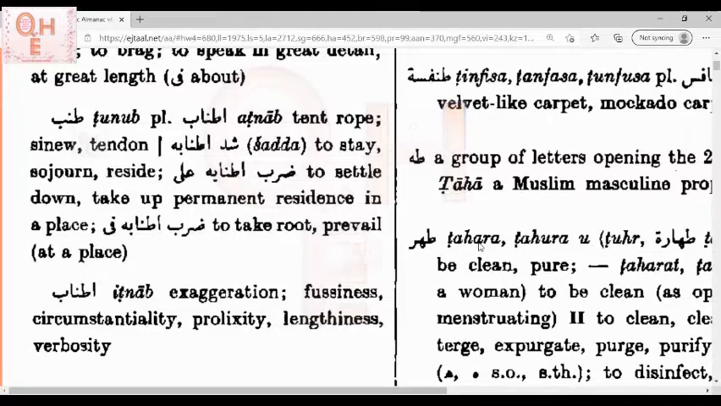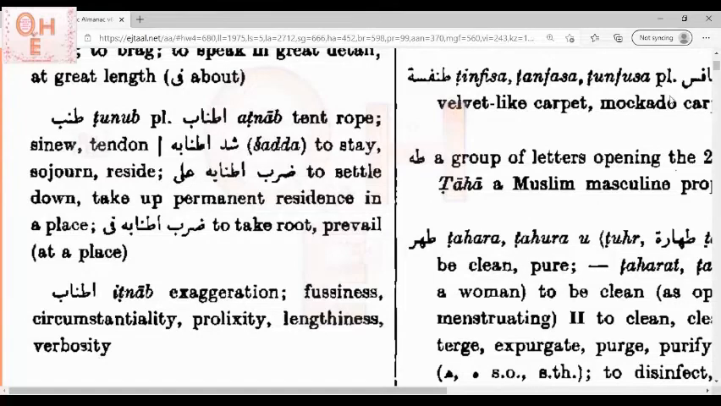So you will have one pair, tahara, and then the present tense will be, because I have dhamma for the ha, yatuhuru. So tahara, yatuhuru. And the other one, tahura, and the present tense is exactly the same, yatuhuru. Remember I told you some root letters will take more than one pair of patterns. And the base meaning is to be clean.